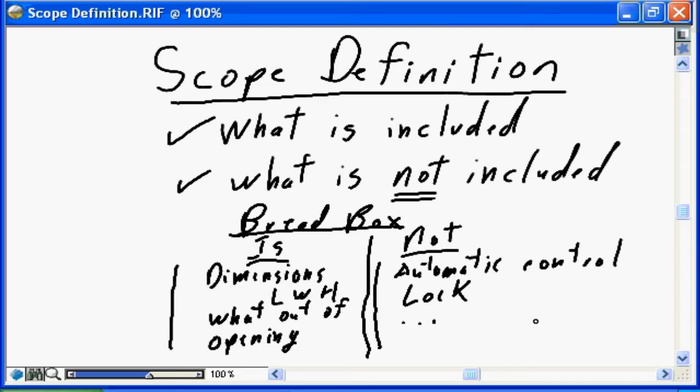Some people's definitions of bread box will include the automatic controls, the locks, the child-proofing, the out of space, the out of. So by defining the not, we're absolutely managing expectations, because that's what scope definition is all about. It's managing expectations to ensure that we're defining what is included in the scope, the dimensions, the composition, the opening, and we're defining what is not to ensure that people's wild dreams, that we are absolutely managing the expectations. We're making it very clear what is in the scope of our project and what is not in the scope of our project.